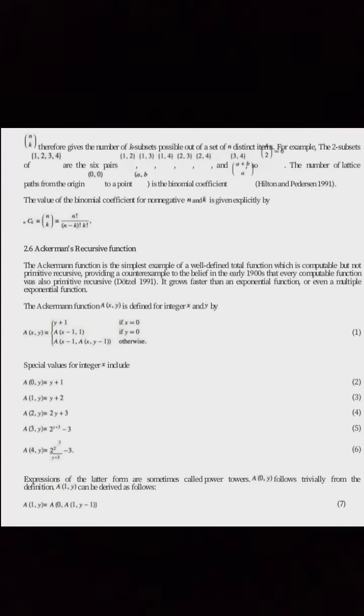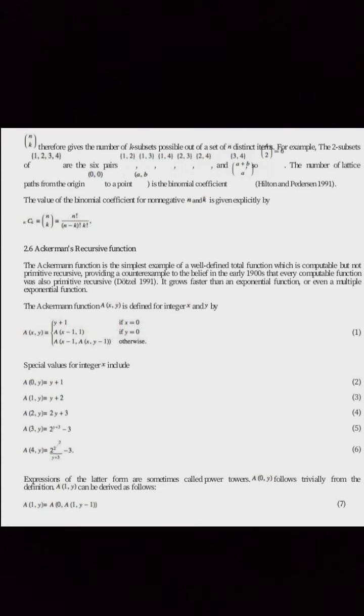The number of lattice paths from the origin (0, 0) to a point (a, b) is the binomial coefficient (a+b choose a). The value of the binomial coefficient for non-negative n and k is given explicitly by the formula nCk is equal to (n k) is equal to n factorial divided by (n minus k) factorial into k factorial.